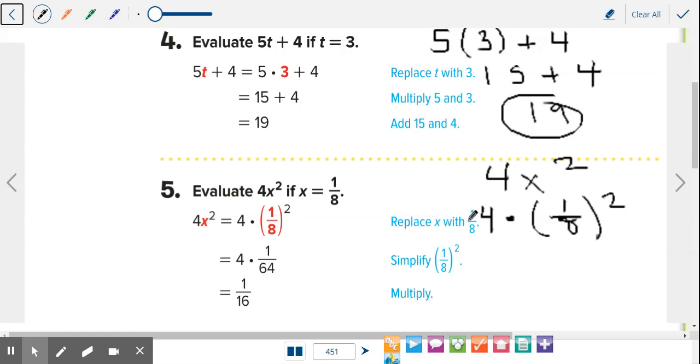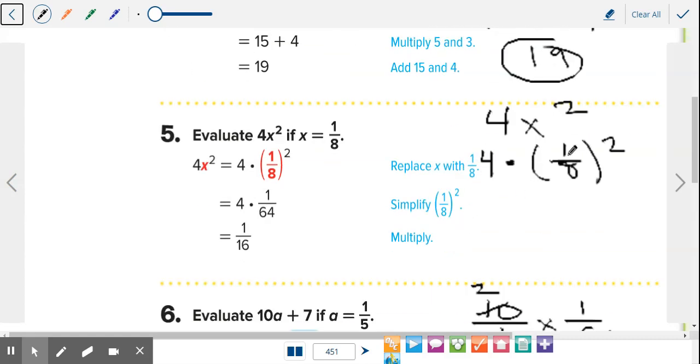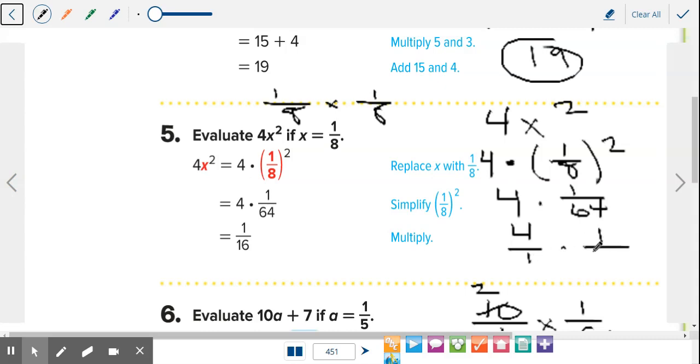So per order of operations, you have to do the exponent first. So basically that just means 1/8 times 1/8. Okay, so it's 1 over 64. Exactly. So we have 1/8 times 1/8. So now all you have is 4 times 1 over 64. So now we just multiply it out. What do we have to do with the fraction? Change it to where it's 4 over 1. So now it's 4 over 1 times 1 over 64.